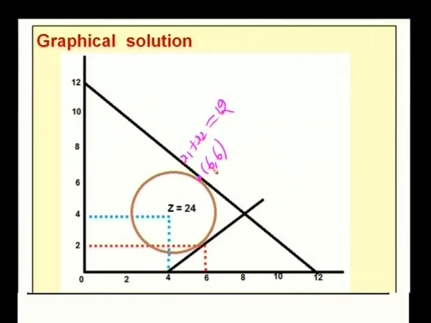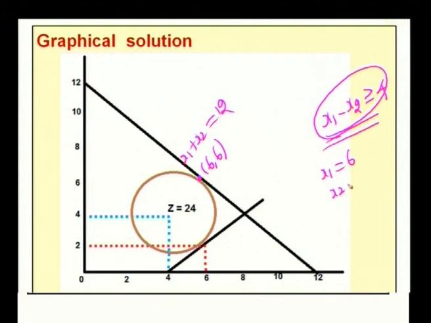But this point (6, 6) does not satisfy the constraint x1 minus x2 greater than or equal to 4. With x1 equal to 6, x2 equal to 6, we get 0 greater than or equal to 4, which is not possible. So, with this value, the second constraint is not satisfied. Therefore, the solution x1 equal to 6 and x2 equal to 6 cannot be the optimum solution to the given nonlinear programming problem.